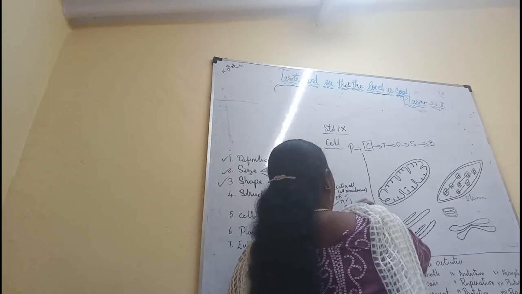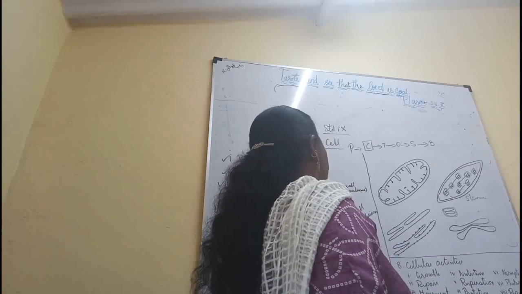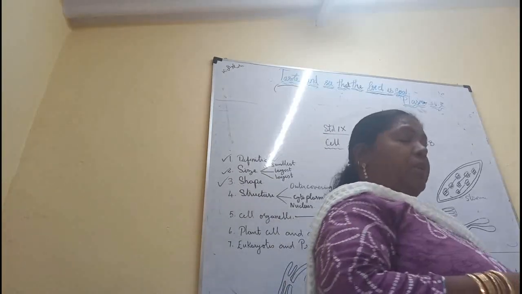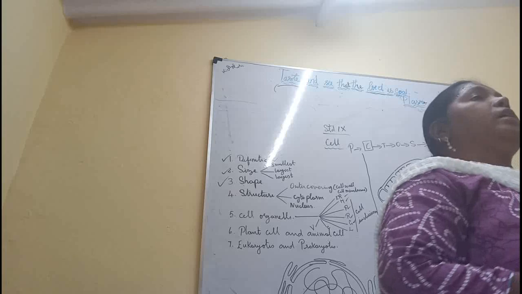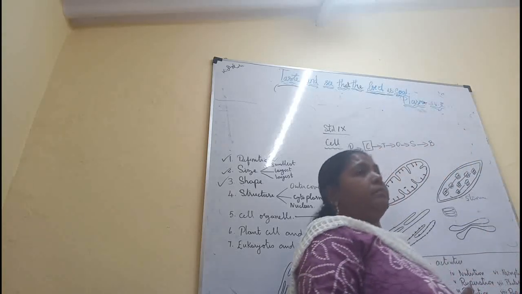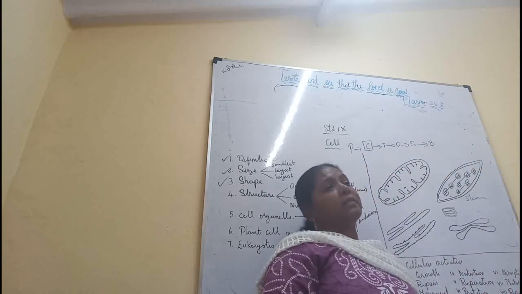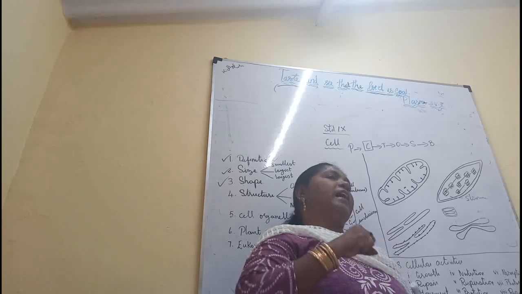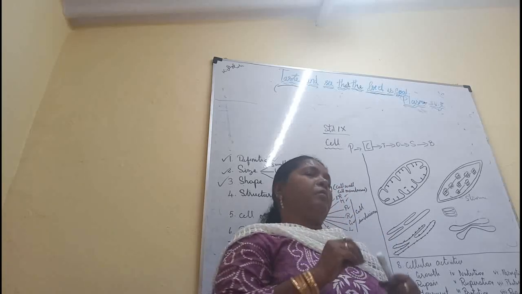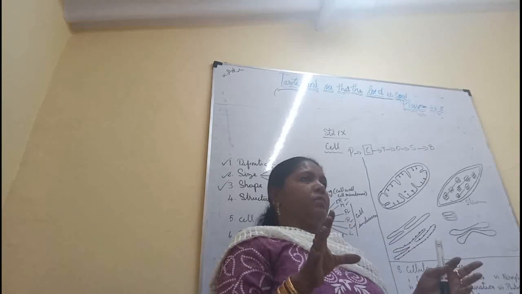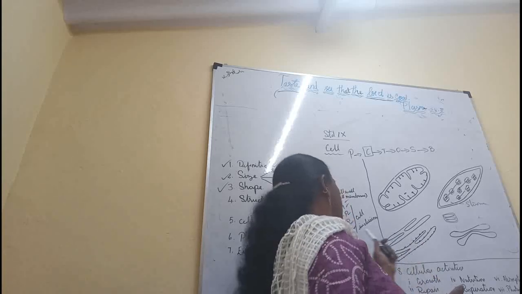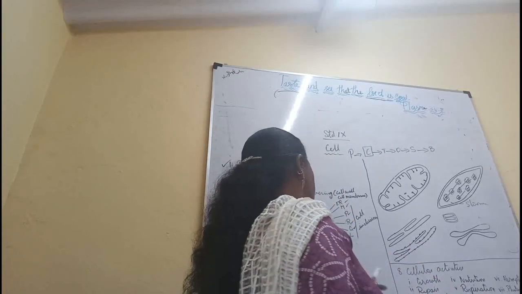So all are present in both plant cell and animal cell. We take the lysosome. Lysosomes are present in animal cell and they are called suicidal bags, because they collect all the excretory product and burst, and send it out. So lysosomes are present only in animals.